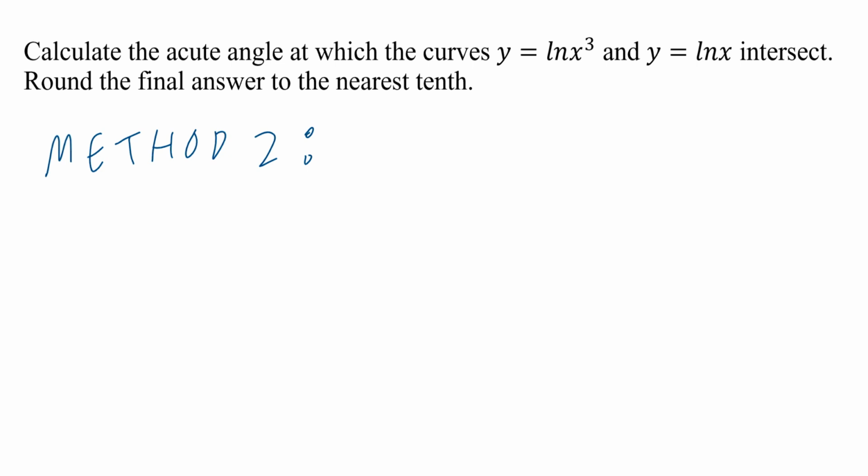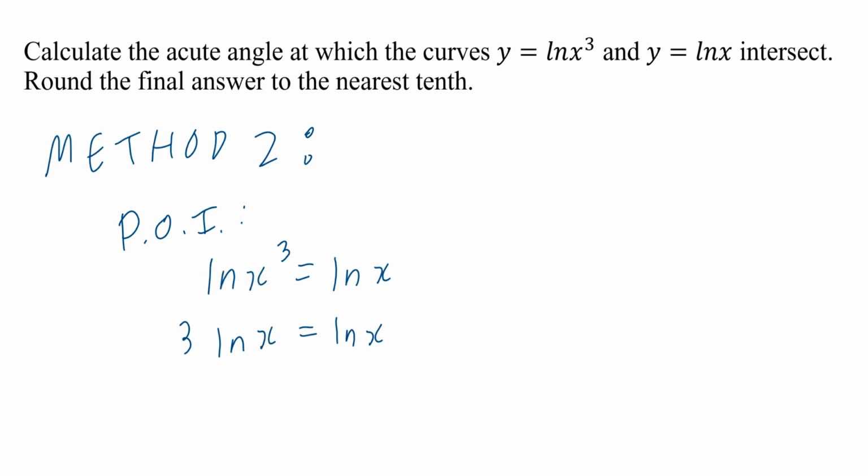So again, the first step in method number 2 is to find the point of intersection. Y equals y, so ln of x cubed equals ln of x. And because you can bring 3 to the front, this really implies that x equals 1. And again, if you think about the coordinate, it's going to be exactly at (1, 0).